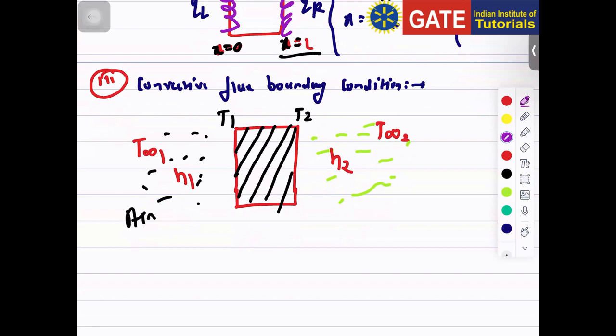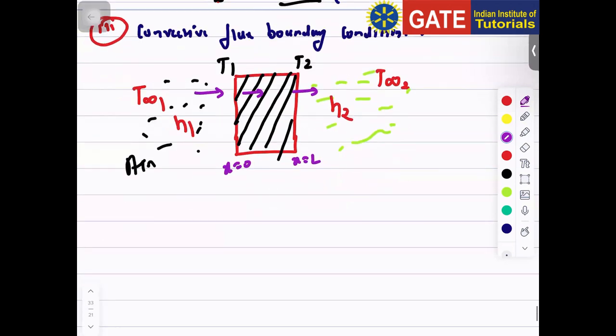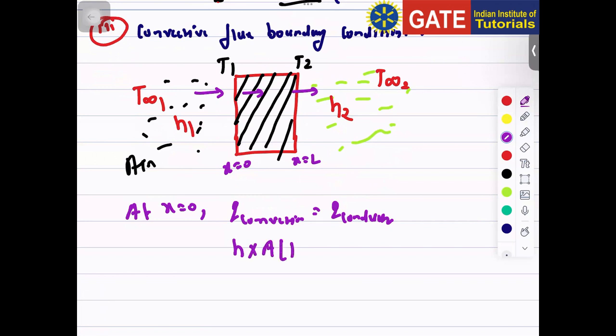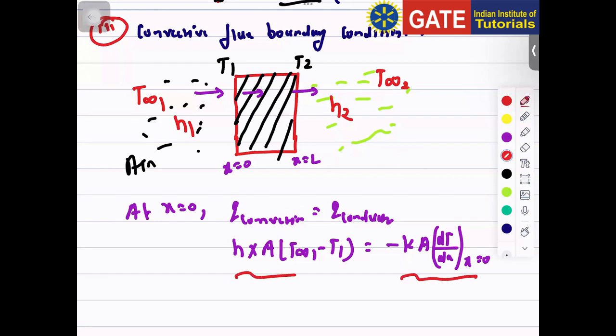If I want to write the heat flux or a boundary condition over here, the rate of heat transfer by convection will equal the rate of heat transfer by conduction. If this is at x equals 0 and x equals L, then at x equals 0, Q by convection equals Q by conduction. So Q by convection equals h A (T infinity 1 minus T1), which equals minus kA dT/dx at x equals 0. This is the rate of heat transfer by conduction, and this is the rate of heat transfer by convection.